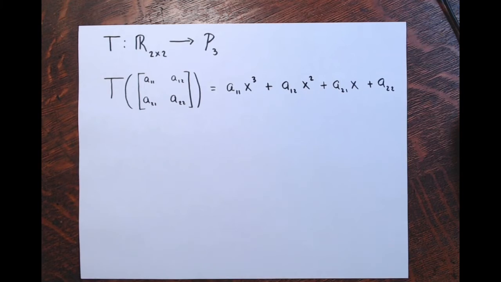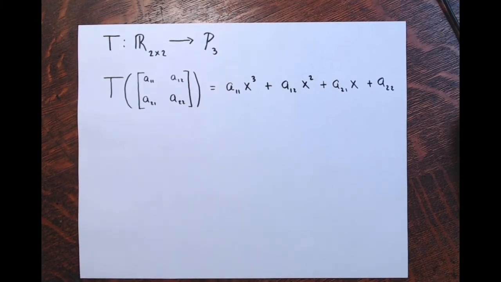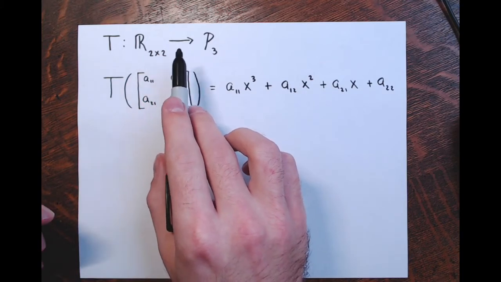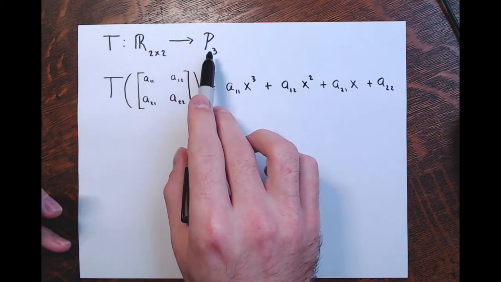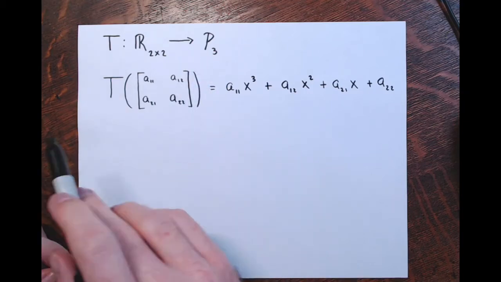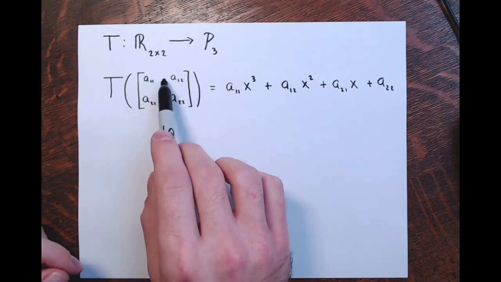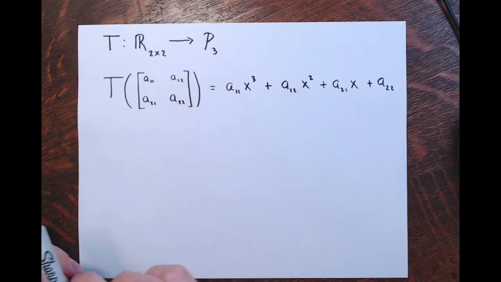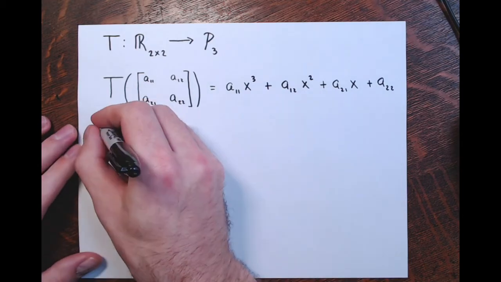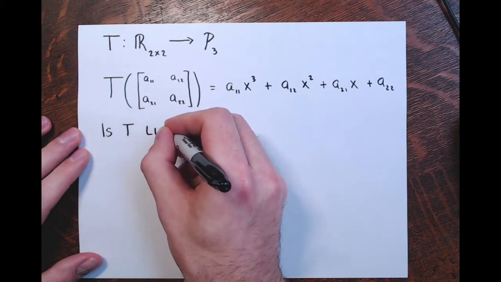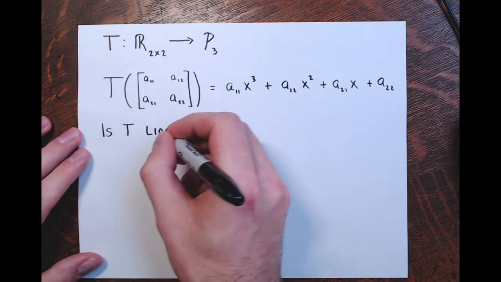Okay, so we're given this transformation. It's from the set of 2 by 2 matrices with real entries to the vector space of polynomials of degree 3 or less. It simply takes the entries of the 2 by 2 matrix and makes them the coefficients of the polynomial. That's the transformation. And the question is, is this transformation a linear transformation?